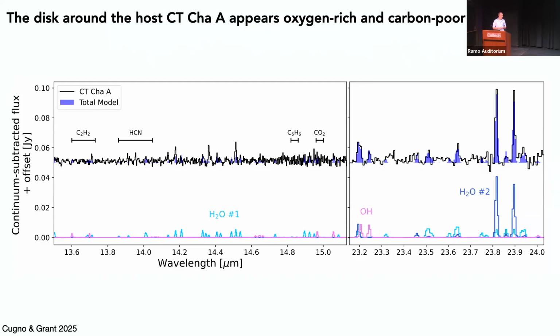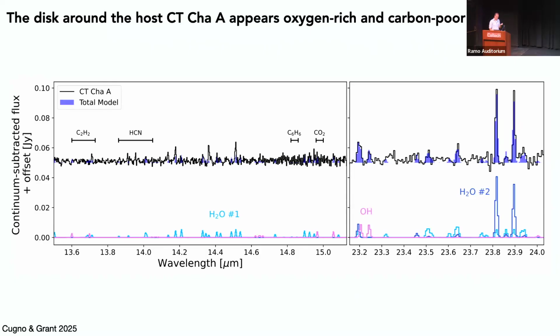It's the same when we try to observe an atmosphere and we cross-correlate with a water model, because the star doesn't have any water in the atmosphere. Now, the disk around the star is oxygen-rich. The disk around the planet is carbon-rich.